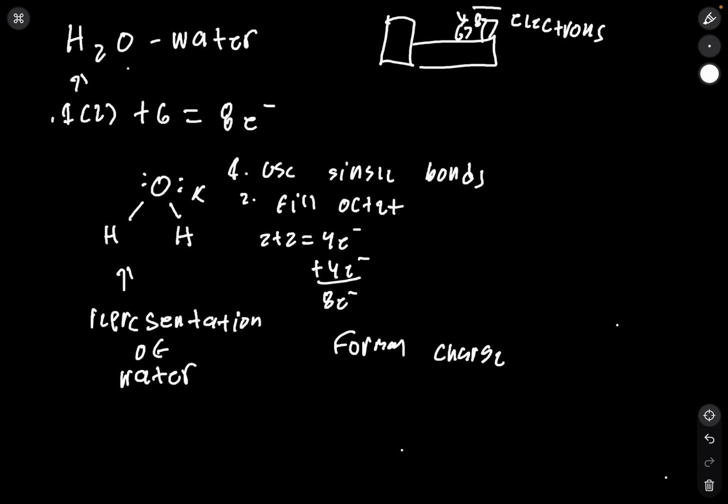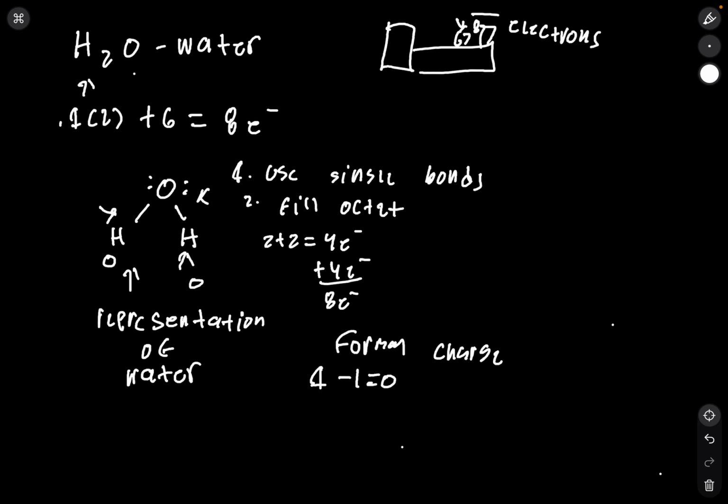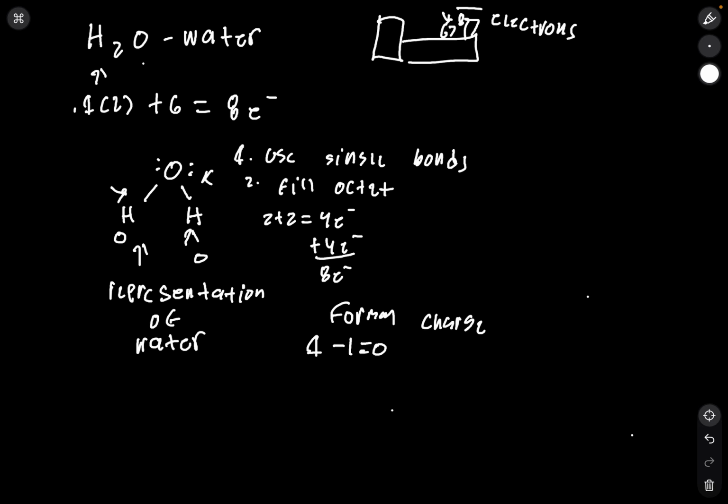So how we do that, let's calculate for H. So we know H has 1 valence electron and it has 1 single bond, which means that it's just 1 minus 1, which is equal to 0. And since we know that this H is exactly the same, it's also going to have the same charge of 0.